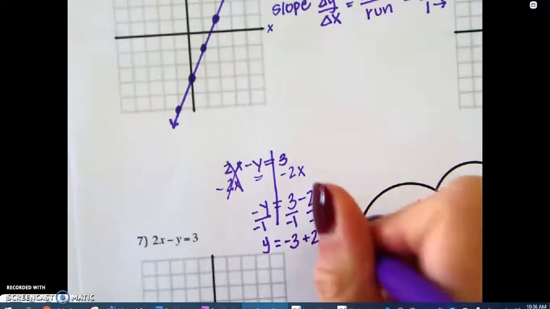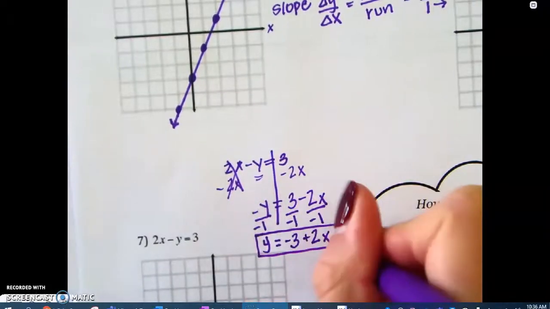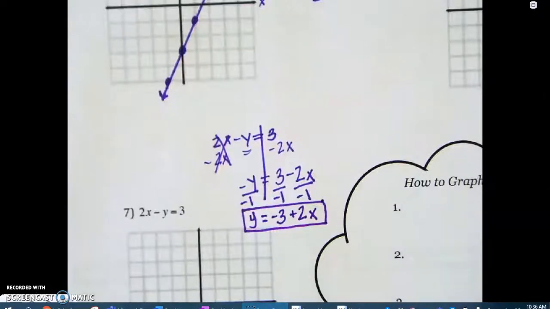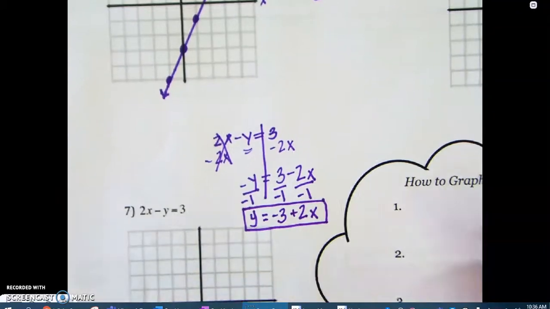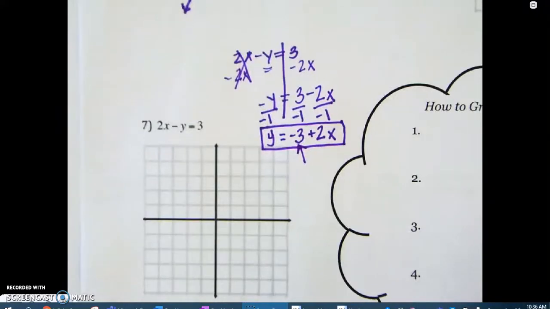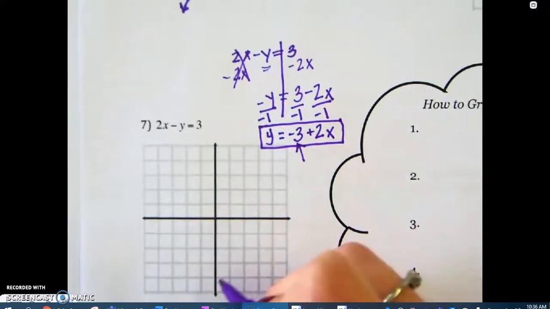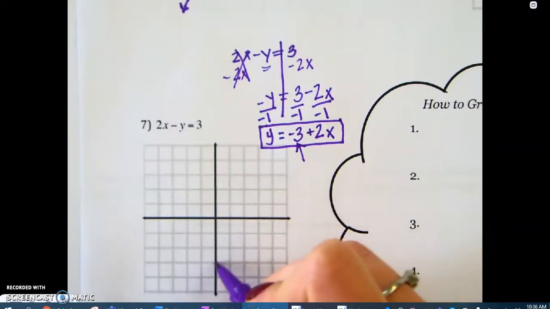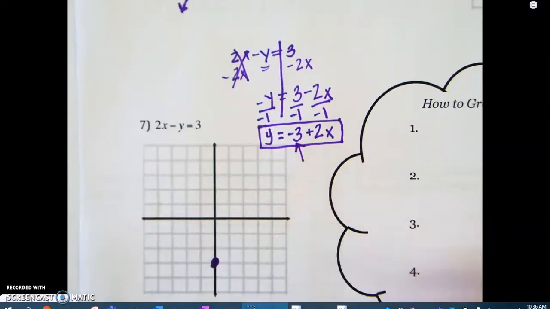And so now I have y equals mx plus b, and I can see clearly what my slope is, and I can see clearly what my y-intercept is. So my y-intercept is always a number that's not next to x, so negative 3. So again, I will plot negative 3. That's always my starting point.